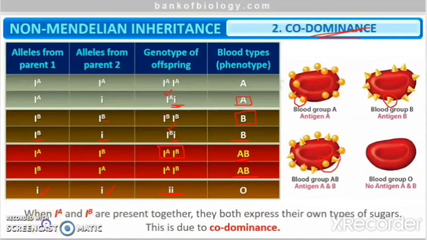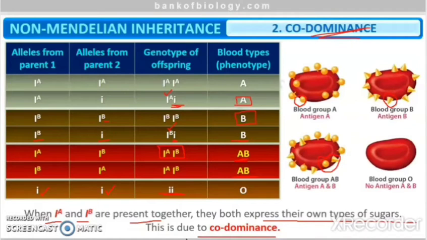So when capital A and capital B are present together, they express their own types of sugar, and this is termed codominance. Clear, children? Since there are 3 different alleles, there are 6 different combinations possible. A total of 6 different genotypes are found in human beings.